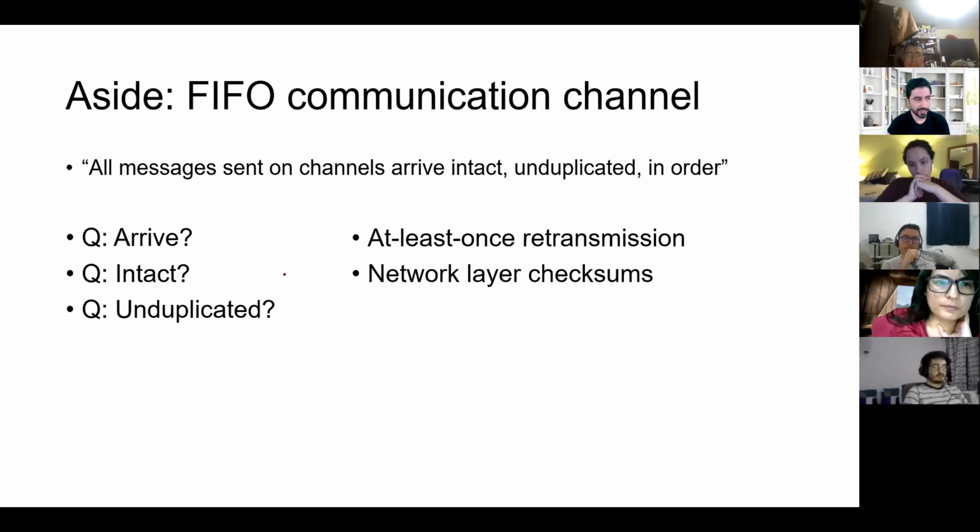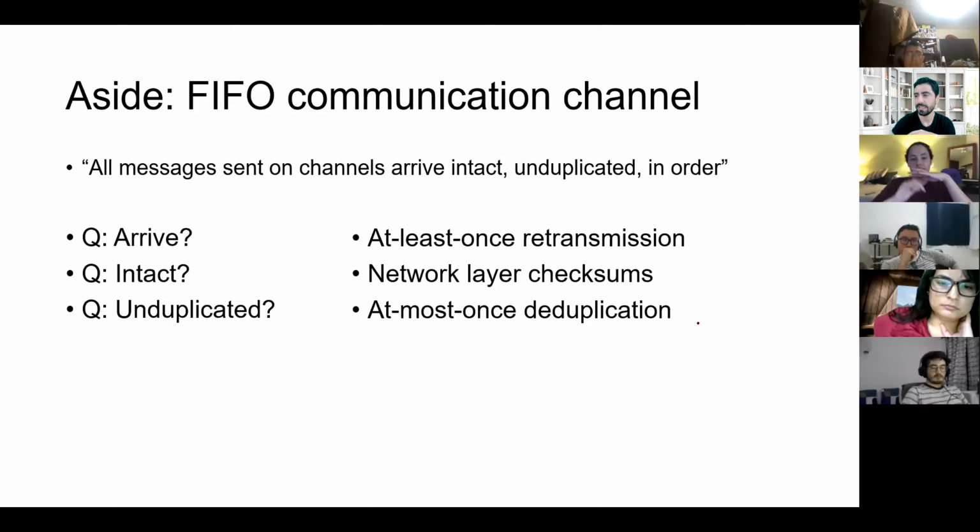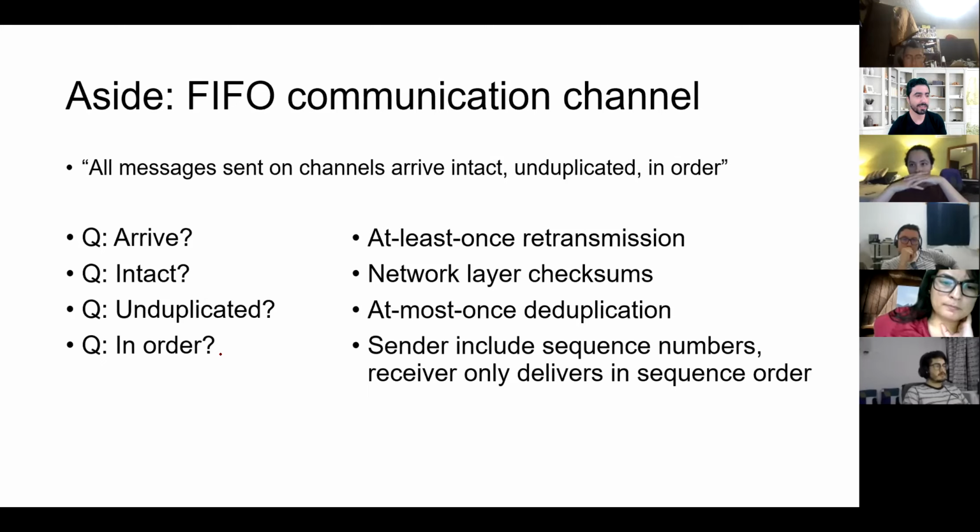Then we are saying unduplicated. If you remember again, at least once, at most once has these deduplication schemes. A message could arrive more than once, but we could detect it's duplicated and just ignore it. And for messages to arrive in order, the sender includes a sequence number. Even if packets arrive at different times, which is what happens, the receiver can order them because they have a sequence number.